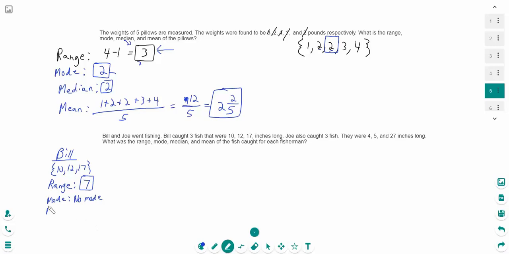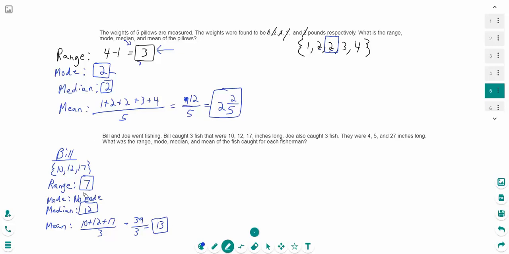All right, let's look at median. If we look at the median, it's the middle number. That would be the 12. So we have a 12. And then let's look at the mean, the average. So we have 10 plus 12 plus 17, all over 3, right? Because we have 3 numbers, so it's over 3. So 10 plus 12 is 22. 22 and 17 is 39. So we have a 39 over a 3, which is going to be a 13.